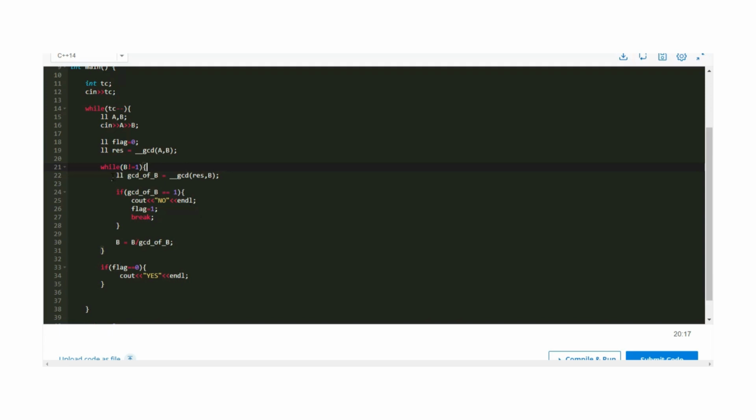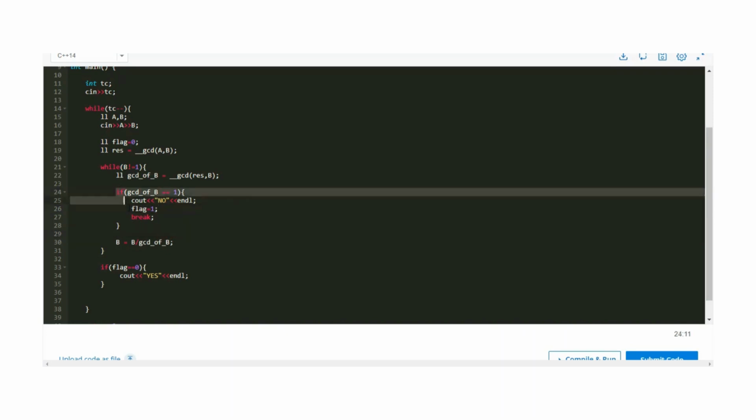So why do we need to consider that number again and again? We will calculate the GCD of that number with the total GCD of a and b. This GCD is for the current value of a and b, not for the original value, because we are removing some numbers from b, so we check whether the current GCD of b is 1 or not. And as we have discussed, if b is not equal to 1 and GCD of a and b is still 1, then we simply print no. And we set our flag as 1 and break from our while loop.